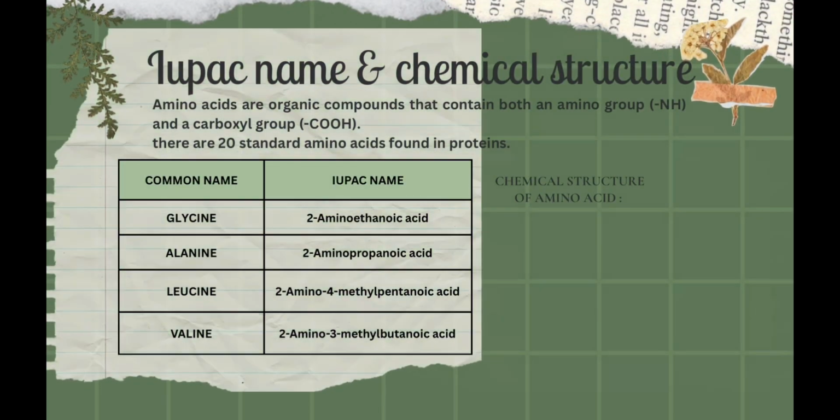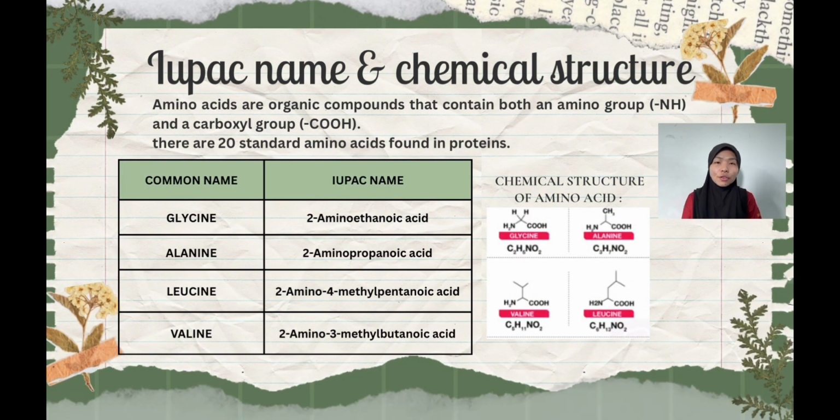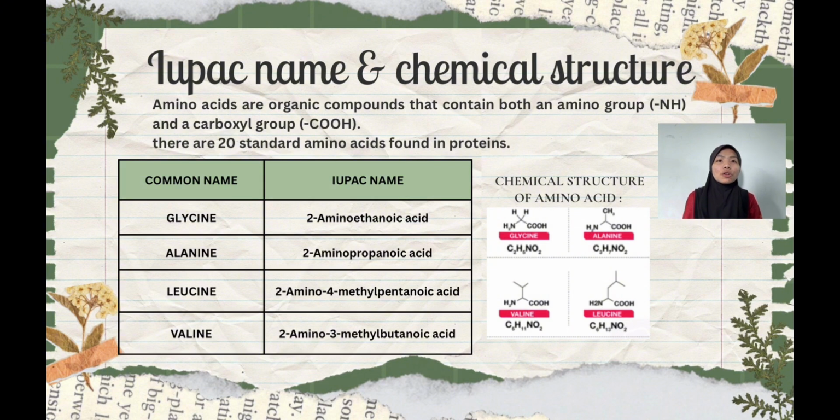Next, we will see the exact name and chemical structure of amino acid. Amino acids are organic compounds that contain both an amino group and a carboxyl group. There are 20 standard amino acids found in protein. I will give you 4 examples of amino acid.